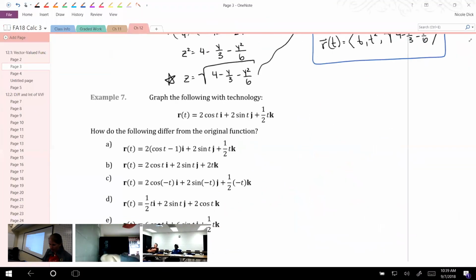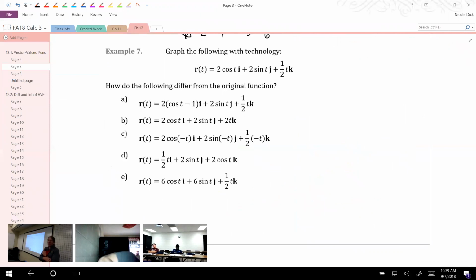So example 7. Example 7 isn't so much, again, math. It's just hopefully understanding what the parts of this we're doing here. So we're given a vector valued function, right? This guy right here. I'm going to go back and graph with GeoGebra in just a minute there. But remember what this vector valued function tells me.